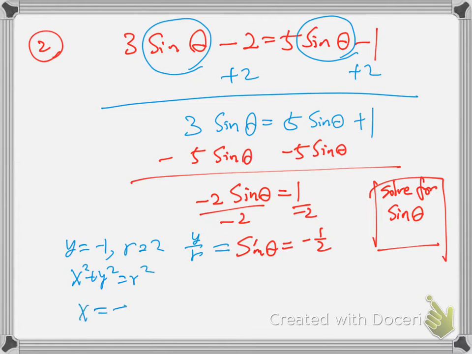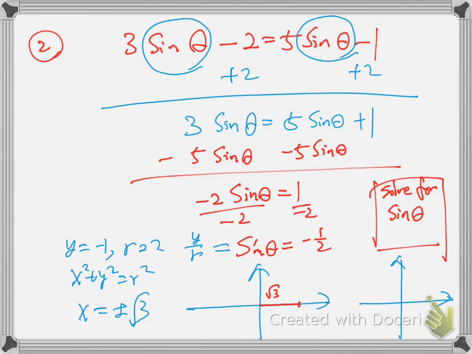So x is positive, negative, root 3. Okay, root 3. Then we got two pictures, right? So it's positive root 3, -1. So choose the positive square root here. Positive root 3, that's x. Y is -1, r is 2.